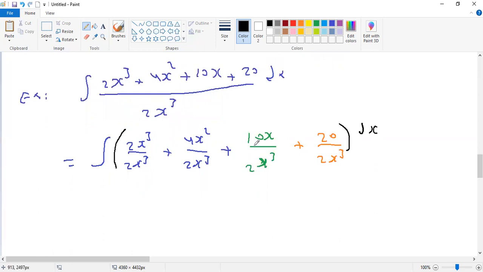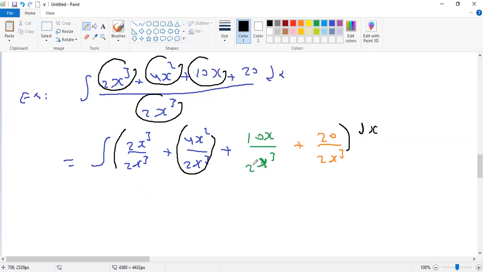Now this is equal to: look at the first one, 2x cubed over what? 2x cubed over 2x cubed. And 4x squared over 2x cubed, this one. Then 10x over 2x cubed, this one. And 20 over 2x cubed. Why? Because I have one term, all divided by one term.